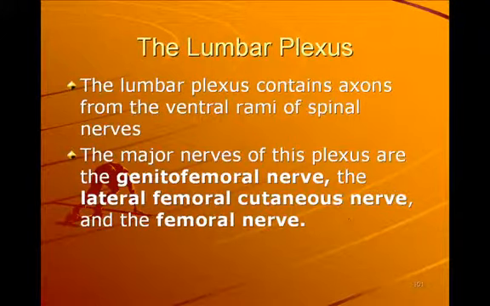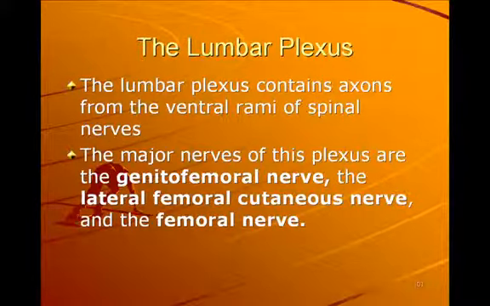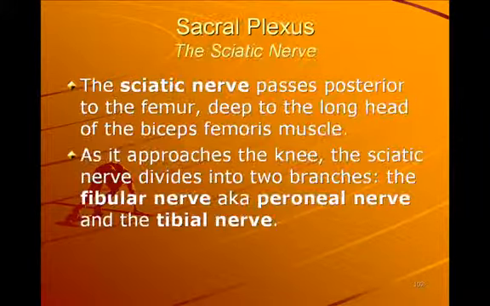The lumbar plexus contains axons from the ventral ramus of the spinal nerves. The major nerves in this plexus are the genitofemoral nerve, the lateral femoral cutaneous nerve, and the femoral nerve. The sacral plexus contains axons from the ventral ramus of the spinal nerves as well. Two major nerves that arise from this plexus are the sciatic nerve and the pudendal nerve.